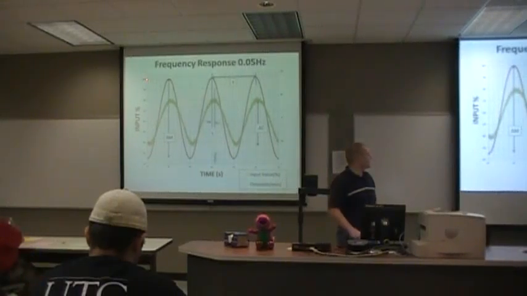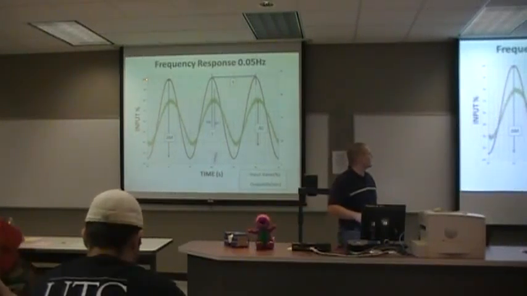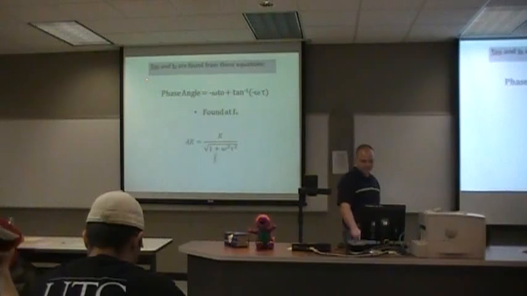Some of the measurements we took to get our system variables with a graphical method. Delta M is the amplitude of our input function. Delta C is the amplitude of our output function. T is the time between peaks, and lowercase d is the time between the peak of the output and the peak of the input. We use that data to calculate the phase shift angle and the amplitude ratio and some of the uncertainties for each. We use these equations to find tau and T naught.